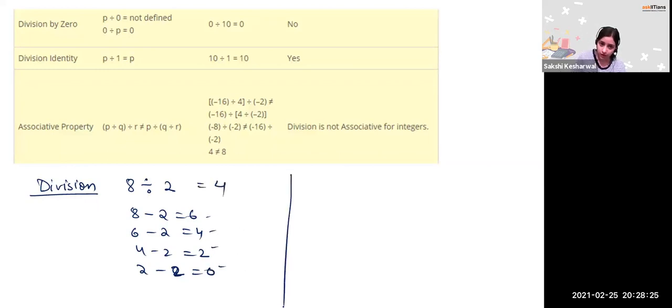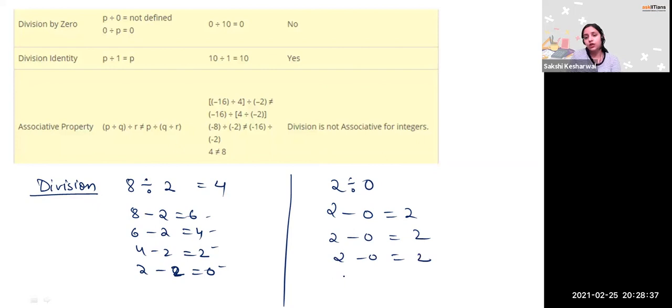That's your quotient, right? But if I say 2 divided by 0, you're going to do 2 minus 0. Your answer is 2. Then 2 minus 0 is again 2. Then 2 minus 0 is again 2. So is there any end? Can you define it? No, you cannot define it for any number, right? You don't know at which step you will get the answer.